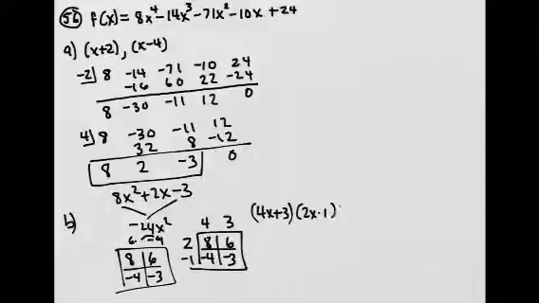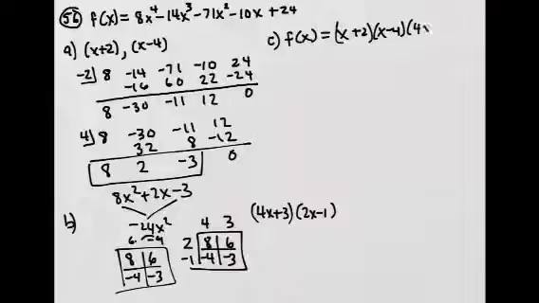For part C, they want you to write f of x in factored form, complete factorization. So part C would be f of x equals x plus 2, x minus 4, 4x plus 3, and 2x minus 1. Parentheses right there.